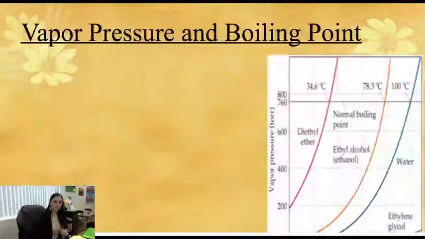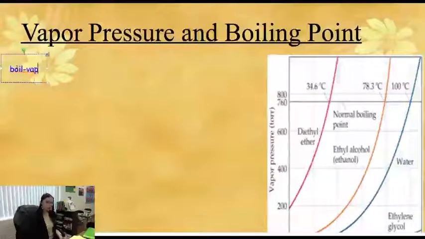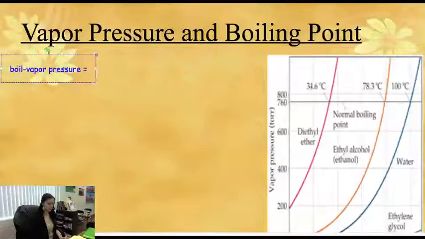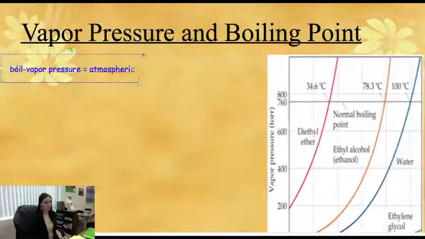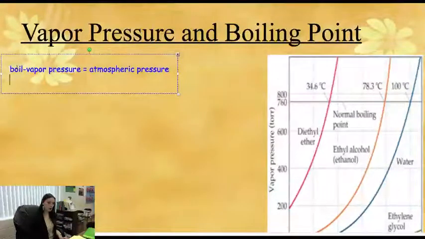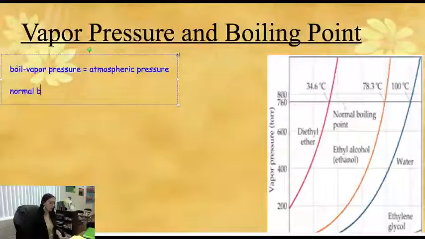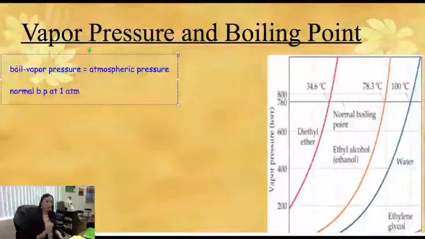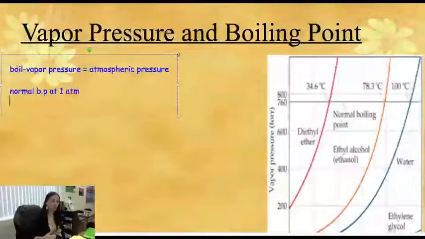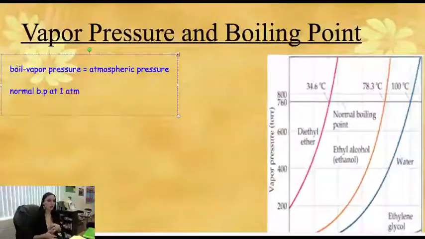Now we talked about vapor pressures and boiling points: something boils when your vapor pressure is equal to your atmospheric pressure. Be careful, we talked about this last year, that a normal boiling point is at 1 atmosphere. And that's just the normal one. There are many boiling points. A boiling point is any time that they are equal. So if you change your atmospheric pressure, you change your boiling point for things.